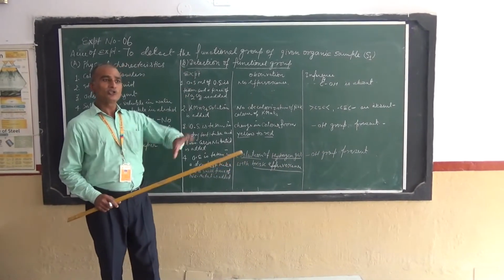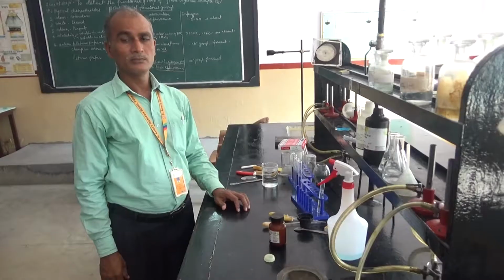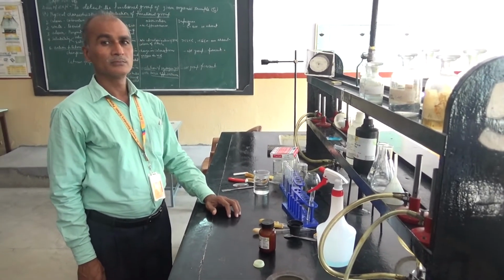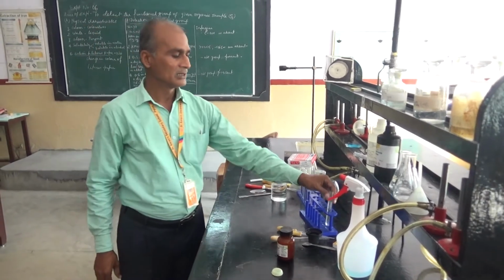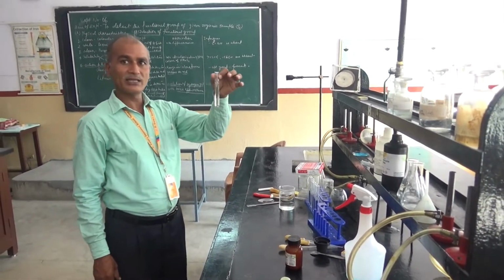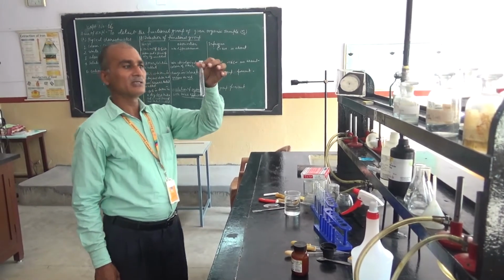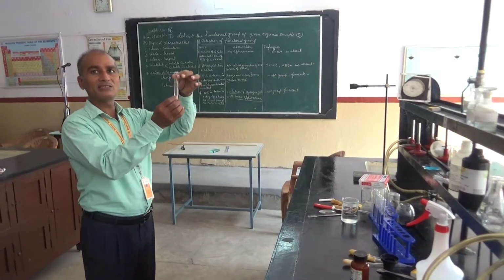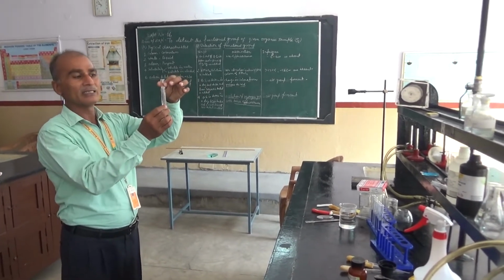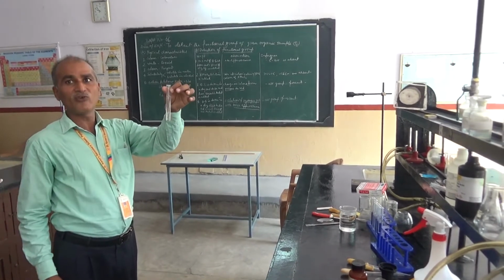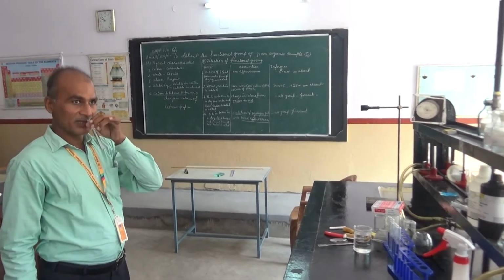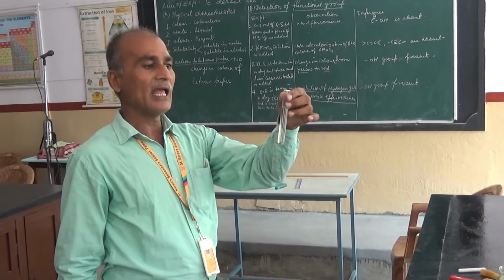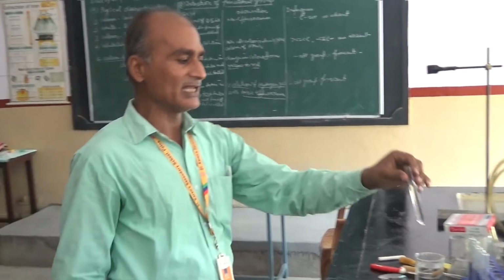Now we will do the experiment. This is your given organic sample. You can observe it. First, this is your color. The color of this sample is colorless. Then the state: you can see it is in liquid form. You can smell it and observe that it is pungent in smell, and you can also test its solubility.